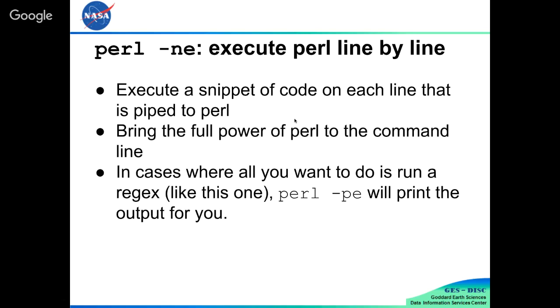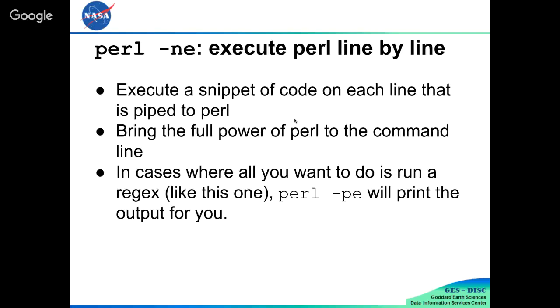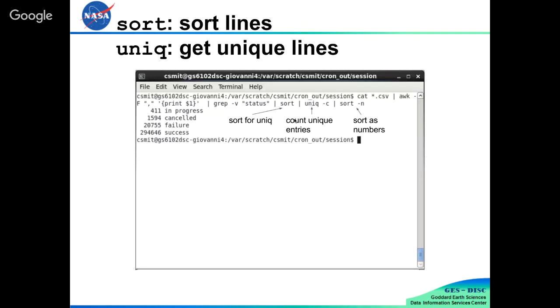So if all you want to do actually is run a regex, then perl -pe will actually just print the output of your regex for you. So I had -ne here. I sometimes find that there's things I can do with a Perl regex that I can't do with a sed regex, apparently because I am unfamiliar with all the awesomeness that is sed. But if you are familiar with Perl, then this may be useful. Okay, so sort and unique, which often go together.